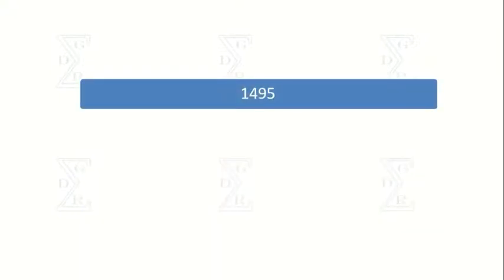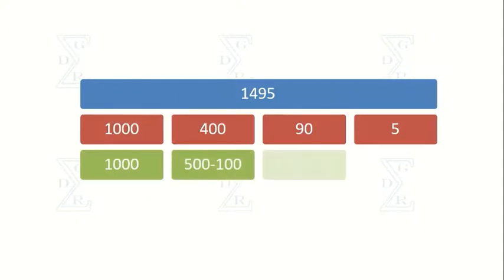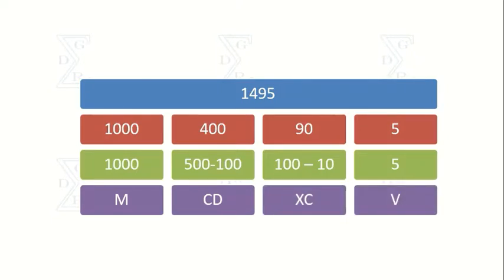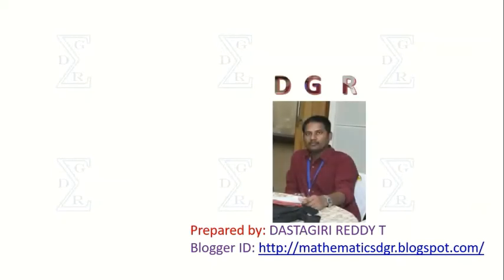Let us check 1495. The expanded form of 1495 is 1000 plus 400 plus 90 plus 5. As early we have discussed, 400 can be written as 500 minus 100. Similarly, 90 as 100 minus 10. The Roman numerals of 1000 is M, 400 is CD, 90 is XC, and 5 is V. Finally, Roman numeral of the Hindu numeral 1495 is MCDXCV.